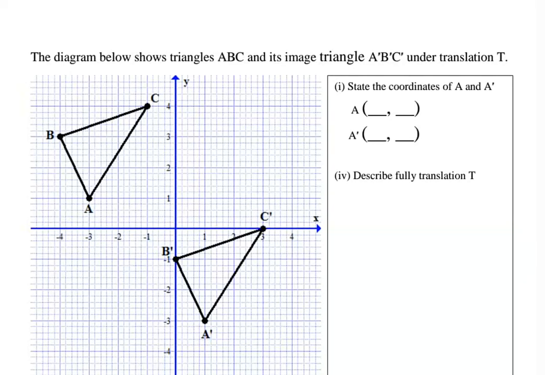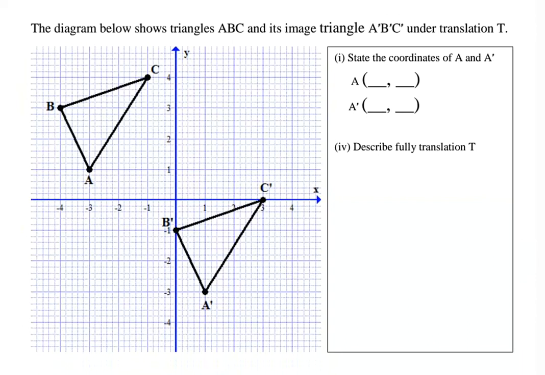All right, let's have a look at this question. It's another question based on the topic of translation. It says the diagram below shows triangle ABC and its image triangle A prime, B prime, C prime under translation T. State the coordinates of A and A prime. Just by looking at it, A is here, and the x coordinate is minus 3, and the y coordinate is positive 1. So A is the point minus 3, 1. A prime is here. The vertical coordinate is 1, and the horizontal coordinate is minus 3.